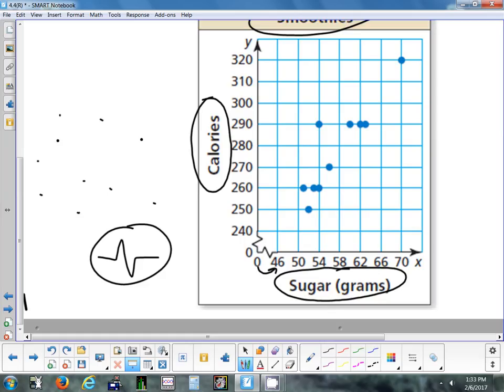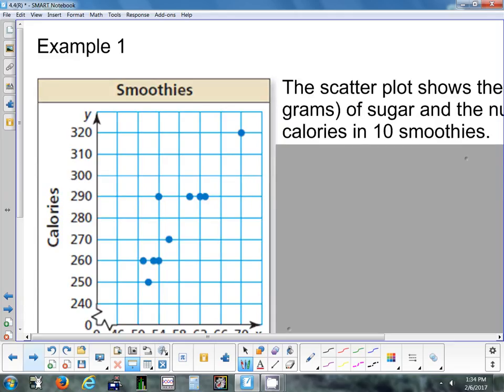They skipped everything from 0 to 240. But then after 240, what did they go by? Yeah, they went by 10s. Okay, so you always have to go by the same thing, but they just skipped a bunch of numbers at the beginning. All right, so let's take a look at the scatter plot and see if we can answer a few questions.